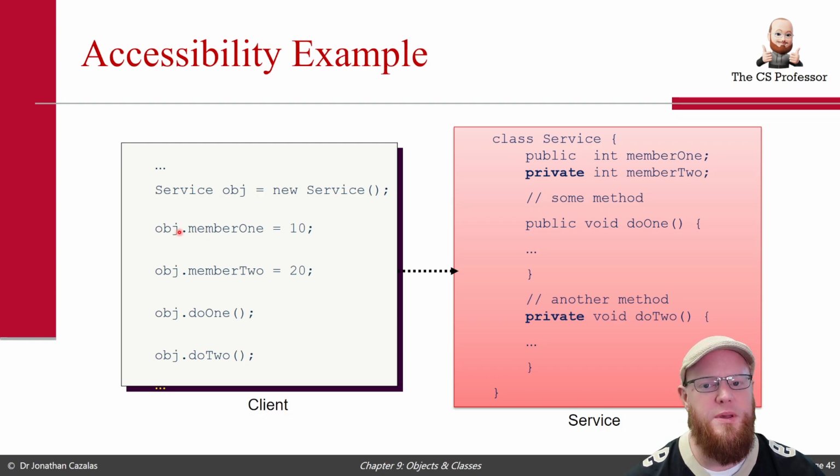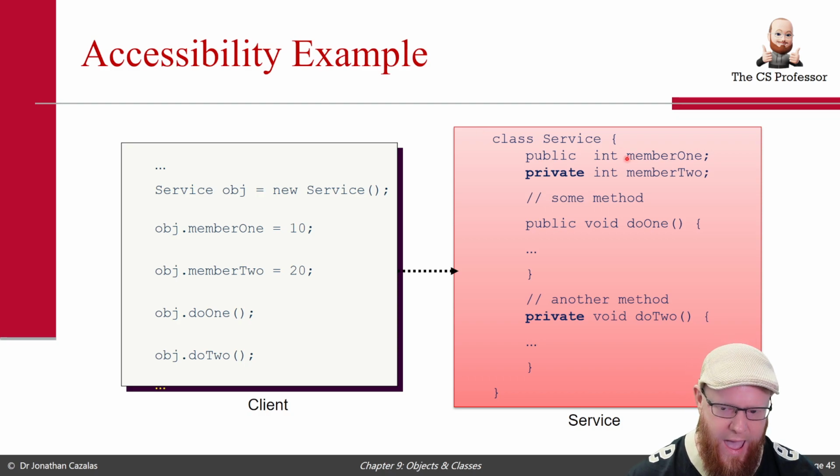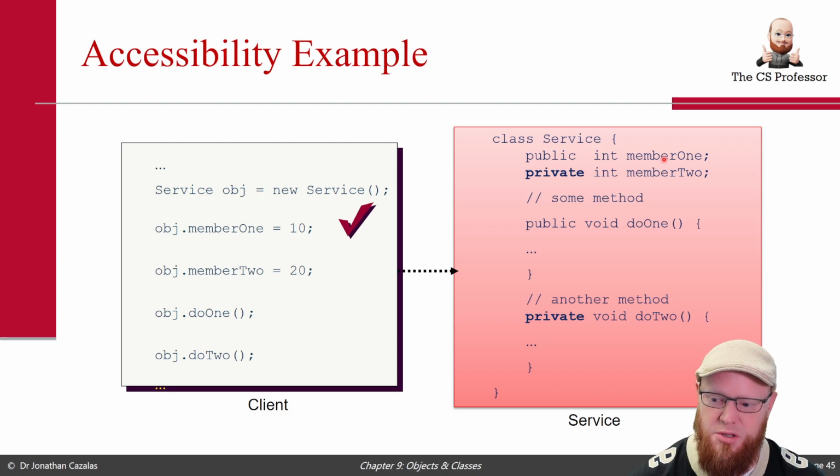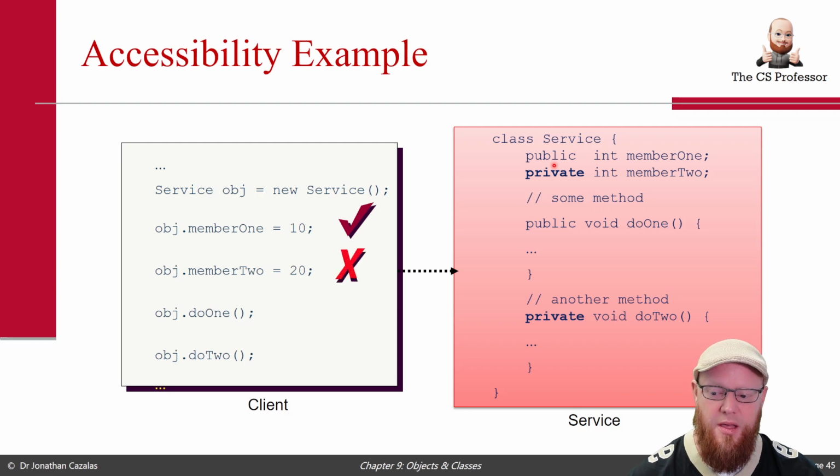So if we type obj.member1 equals 10, does that work? The answer is absolutely that works, because member1 is public. We can access this public variable, member1, from any class, any package. What about member2? That will not work. I cannot say obj.member2 equals 20 because member2 is private. It's only available and accessible from inside this service class directly.